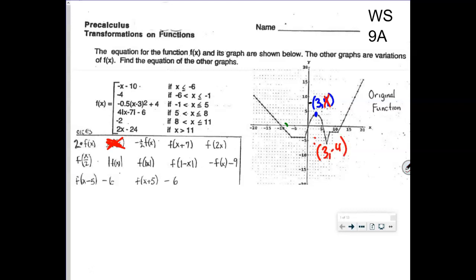And then if I come back through and I say, now I want you to shift everything down 9, who changes now? The negative 4 changes to a negative 13. So first thing I want you to do, go through your options, go find me a function out there where this little hump, this maximum, is now down here as a minimum at 3, negative 13.